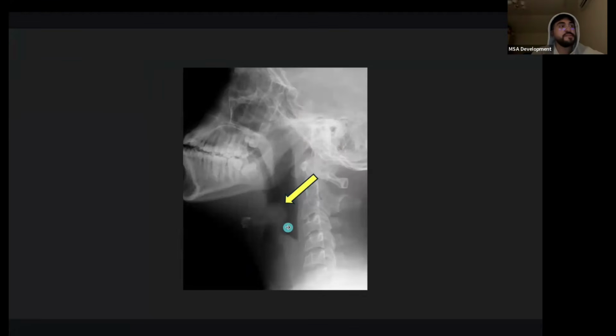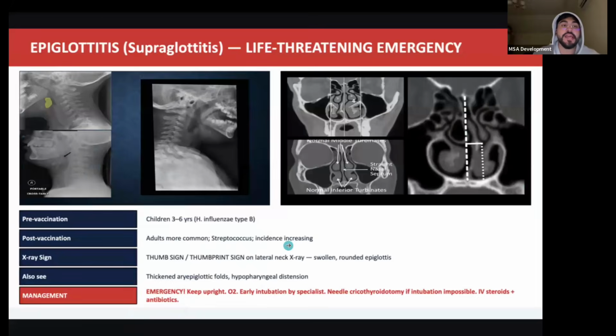Now, what is this? Can you pick up what that is? Right here. Looks like a thumb, right? Looks like a thumb. This is epiglottitis, which is in the supraglottis area. It's very common in children who have H influenza infection. If it's more in adults, then it's going to be streptococcus. Okay, thumb sign, very, very high yield.